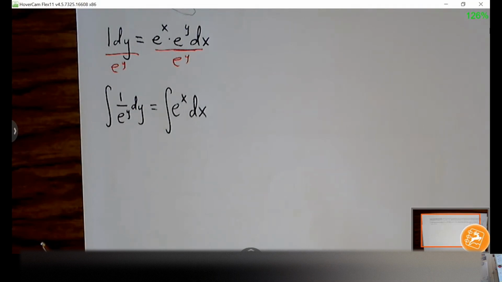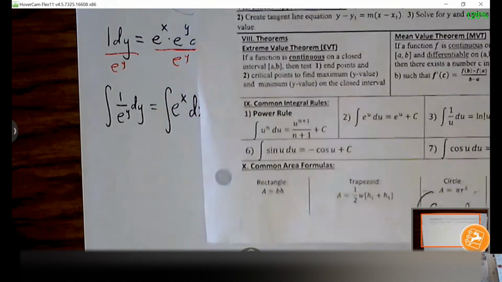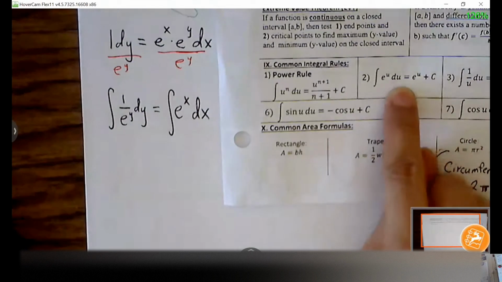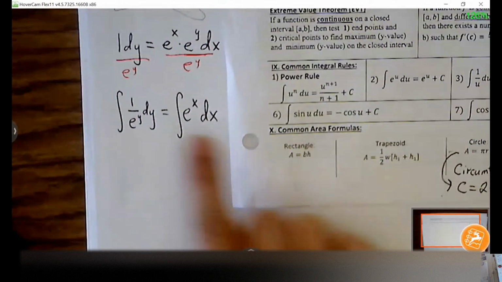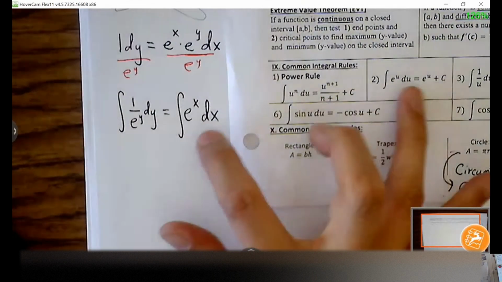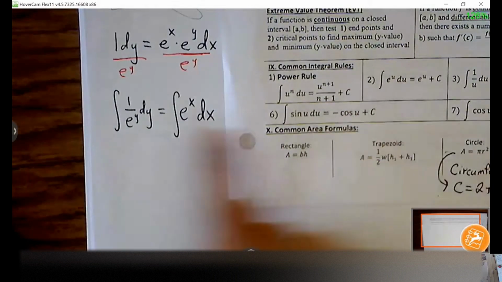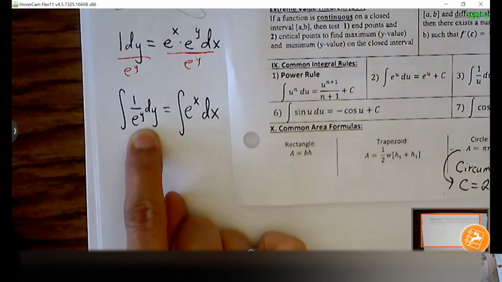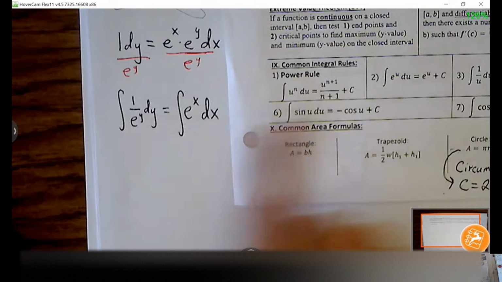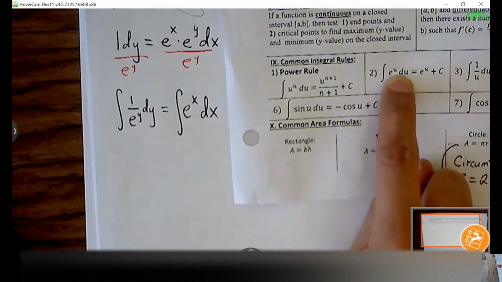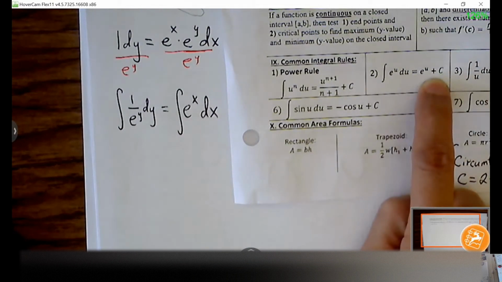Do we have to bring the e to the y up to the numerator? Yeah, this is not the proper location, right? So if you look at your formula sheet, look at the formula sheet for the integral. We have an integral rule for e to the u, right? And that matches nicely with this, so we know that this is just going to be itself. But we don't have a rule for 1 over e to the y.